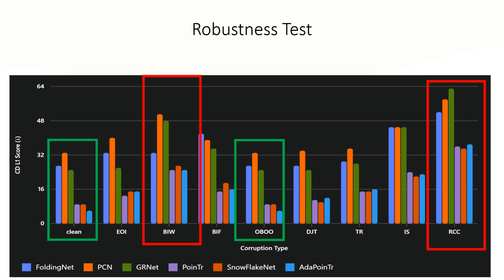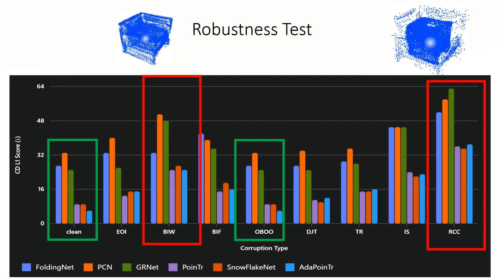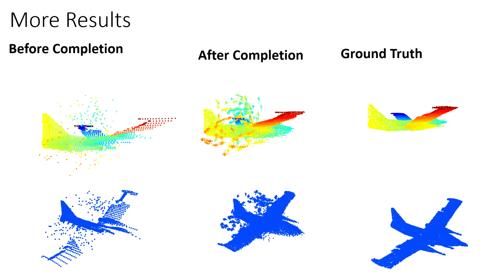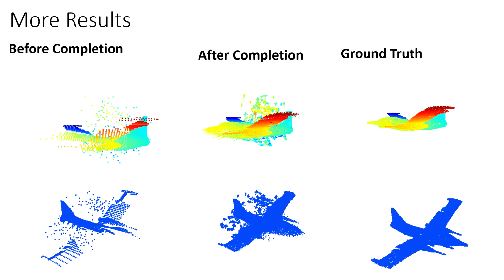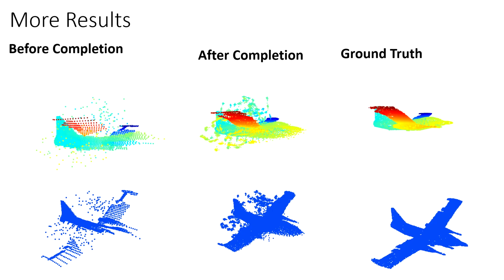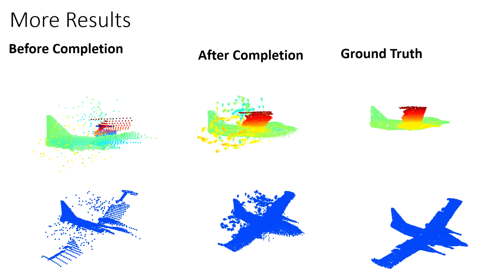The worst results were observed in the randomly combined corruptions category. We also observed that the transformer-based completion algorithms, PoinTr, SnowflakeNet, and AdaPoinTr, did better than the older architecture types, such as FoldingNet and GRNet. Here are some qualitative results. Of course, it is expected that completion algorithms trained on clean data cannot effectively complete and denoise highly corrupted partials.